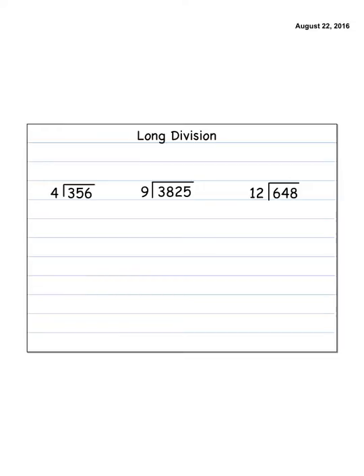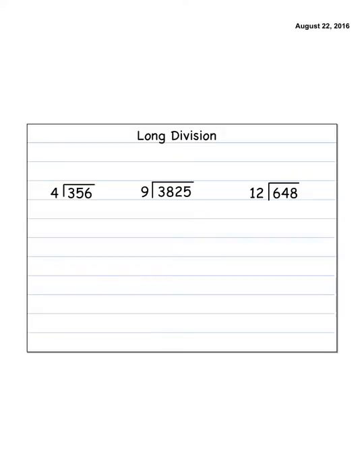So we have 356 divided by 4. I know my answer is going to be smaller than 356, obviously. 356 I know is kind of close to 400, and I know 400 divided by 4 would be 100. But 356 is smaller than 400, so I know my answer is going to be less than 100. So you always want to make sure you check for reasonableness and understand even what the problem is asking you.